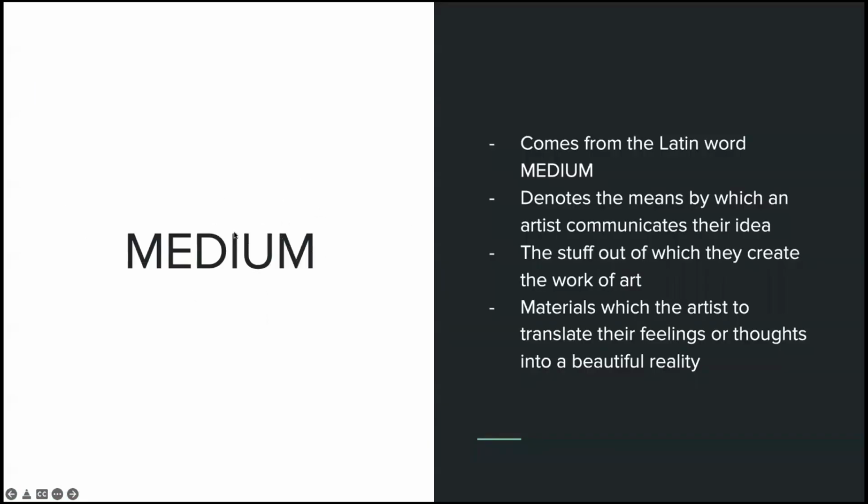So what is medium? It comes from the Latin word medium. It denotes the means by which an artist communicates their idea. So now I think you know why medium is important. Not only the basic elements of art, the principles of art, or the artist, but you have to include the medium. So the artist, the basic elements, the principles of art, and the medium, because it is the means by which an artist communicates their idea.